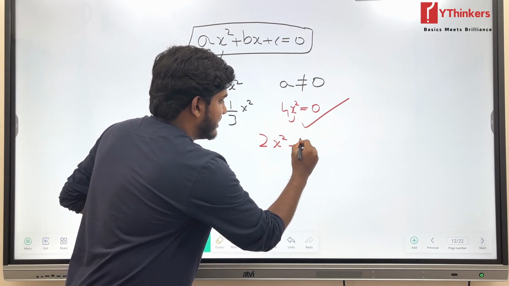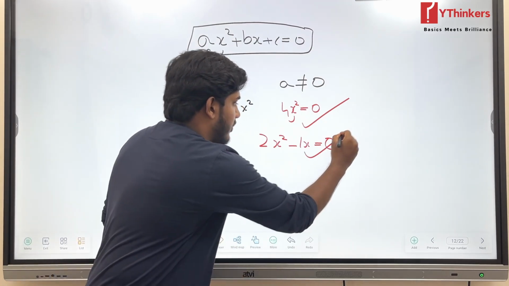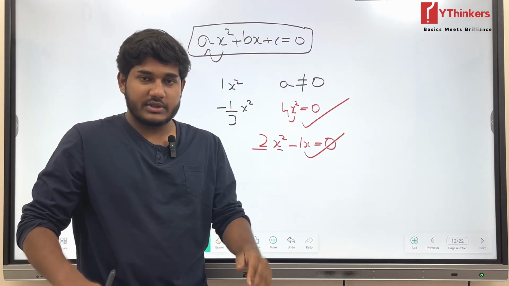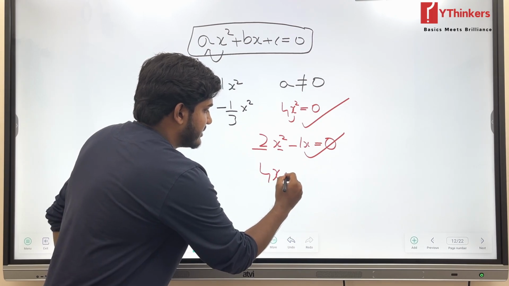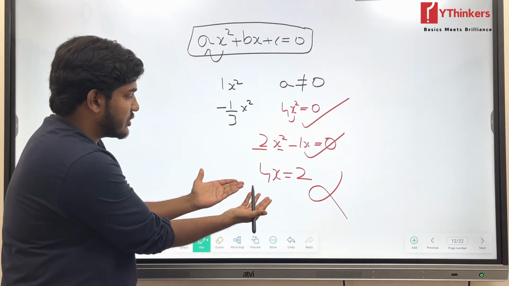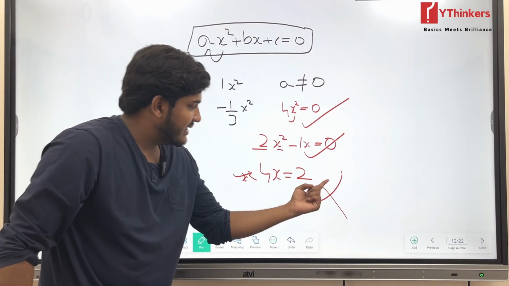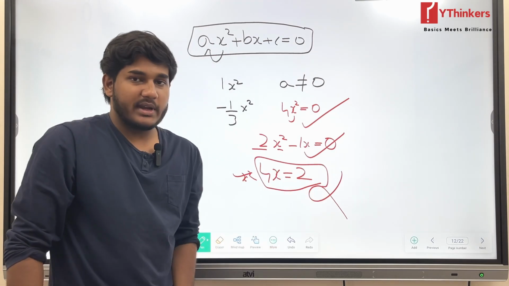2x square minus 1x is equal to 0. Is this a quadratic equation? Yes, it is. Why? x square का coefficient is not 0. Let's take one more example. 4x is equal to 2. Is this a quadratic equation? No. There is no x square. x square है ही नहीं इधर. Where is x square? There is no x square, right? So that is why this is not a quadratic equation.